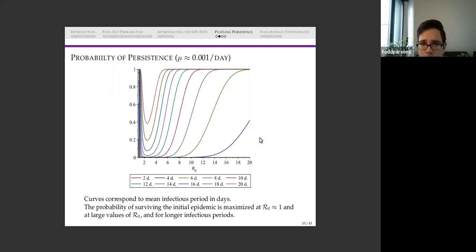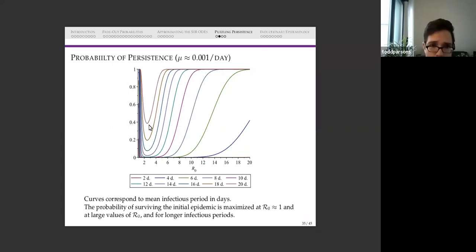To explain, each curve is showing you a function of R naught for a given average number of days of the infectious period, with the infectious period getting longer as I move from right to left. 2 days infectious isn't even visible on the graph. This is the curve for a 4 day infectious period, a 6 day infectious period, and so forth. Over here we have a 20 day infectious period. And we see two trends here. The first is that the longer the infectious period, the higher the probability overall of surviving to start a second epidemic.